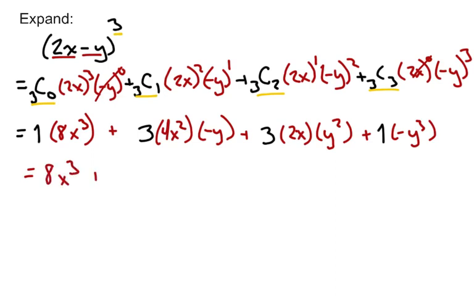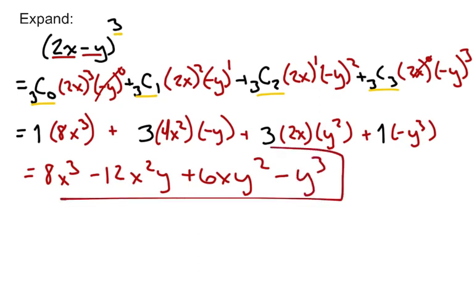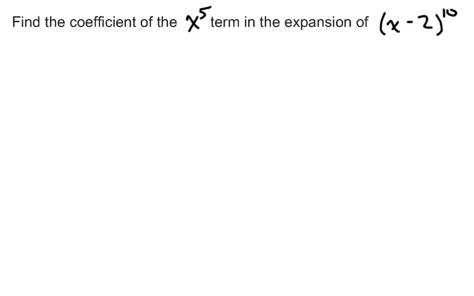8x cubed, not plus, because we'll go 3 times 4 times negative 1, which is negative 12, x squared y. And then 3 times 2 is 6, x y squared. And 1 times negative 1 is negative y cubed. And there's how we expand 2x minus y to the 3rd. Last thing, sometimes we might want to find one specific term in the expansion of x minus 2 to the 10th. With the binomial theorem, we're always going to start off with 10 choose something.